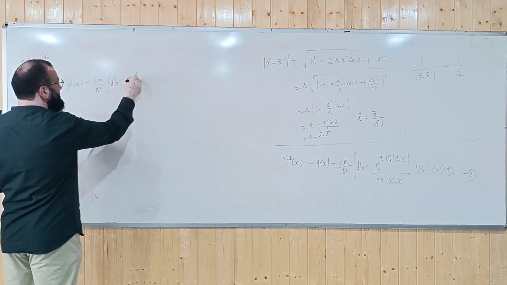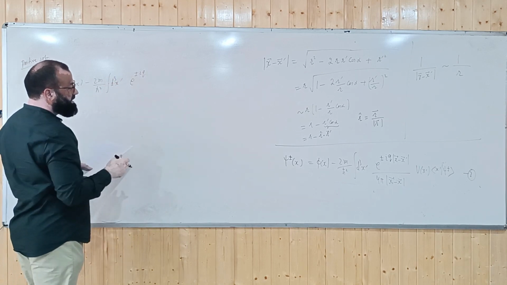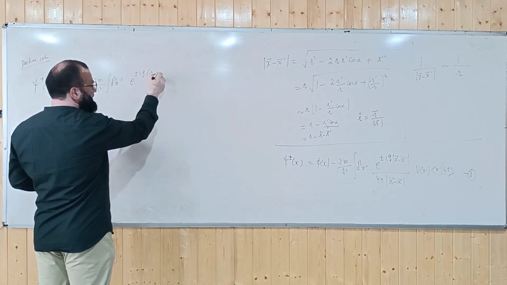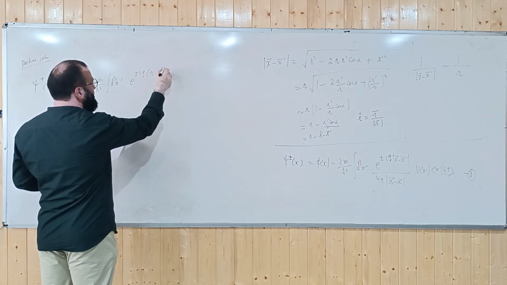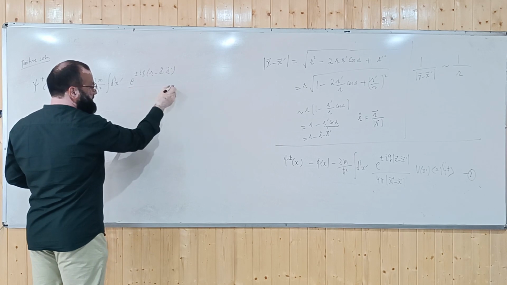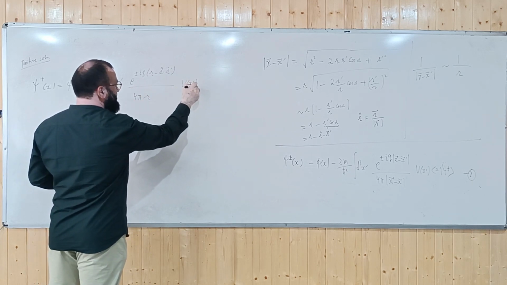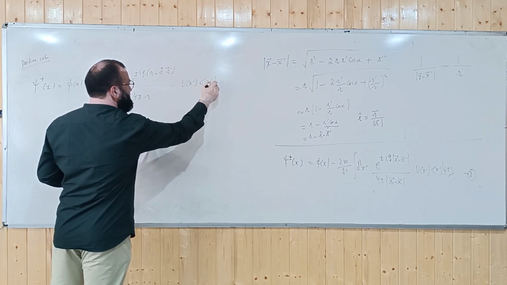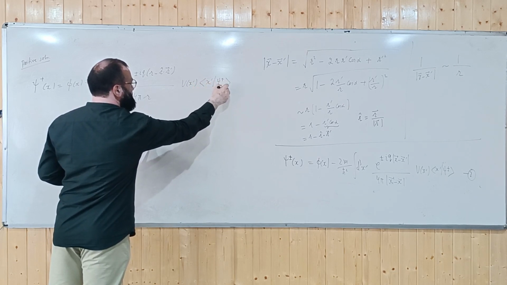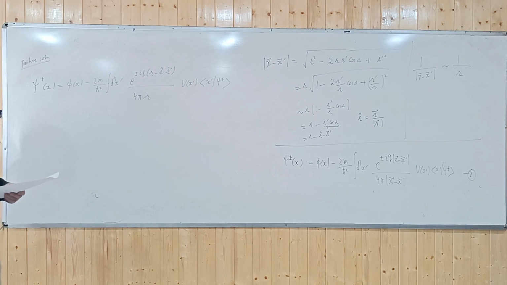E raised to the power plus minus i q. What is this thing? It is r minus the unit vector r hat dot r prime, divided by 4 pi r. Then you have v of x prime times psi plus of x prime, since we are interested only in the positive solutions.